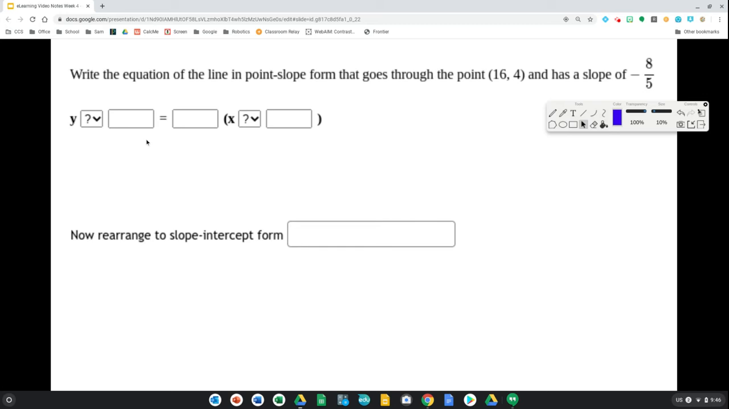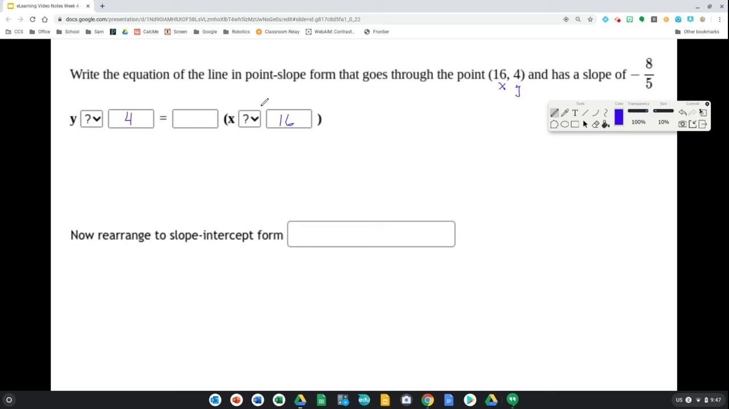So again, this should look familiar. You've had a couple of problems like this on your assignment before. And so just like we just talked about, the 16 is the x and the 4 is the y. So next to the x, you're going to put a 16. Next to the y, you're going to fill in a 4. And then remember, on these drop-down boxes, you put down the opposite, whatever the sign is.